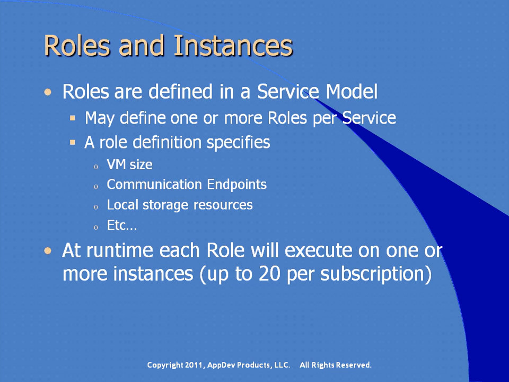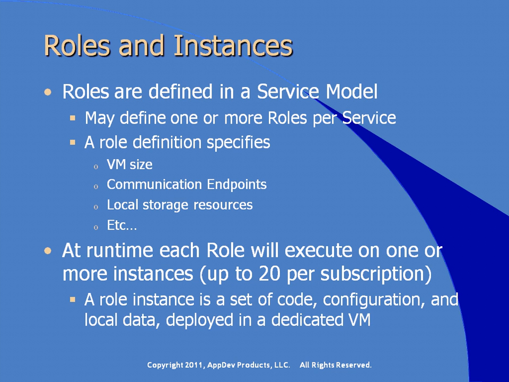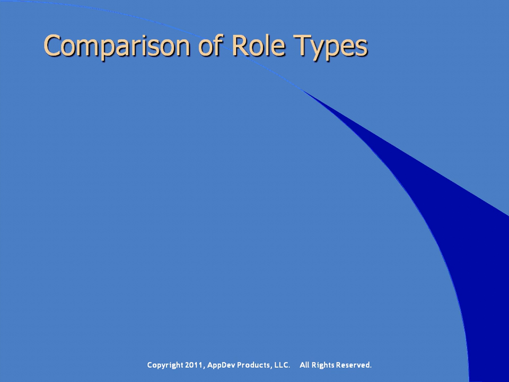At runtime, each role will run at a given scale. Specifically, each role will be deployed onto and executed on 1 or more VMs as instances. Note that the slide says up to 20 per subscription, but if you need more than that, you can call in and get that limitation removed. A VM runs a single role as well. And a role instance is a set of code, configuration, and local data deployed in a dedicated virtual machine. There are 3 types of roles, and let's talk about those roles right now.